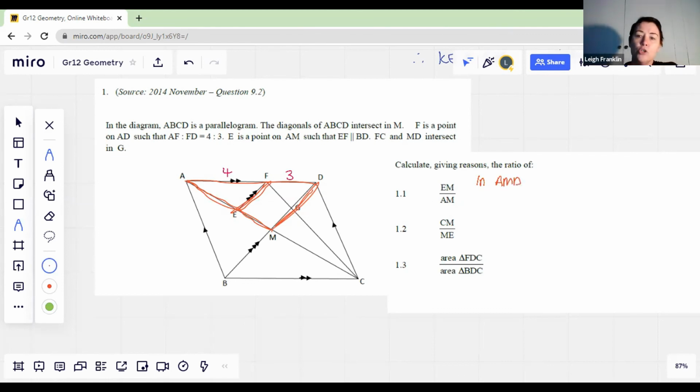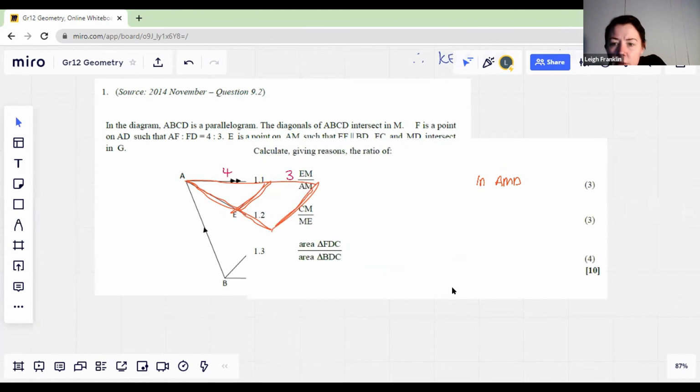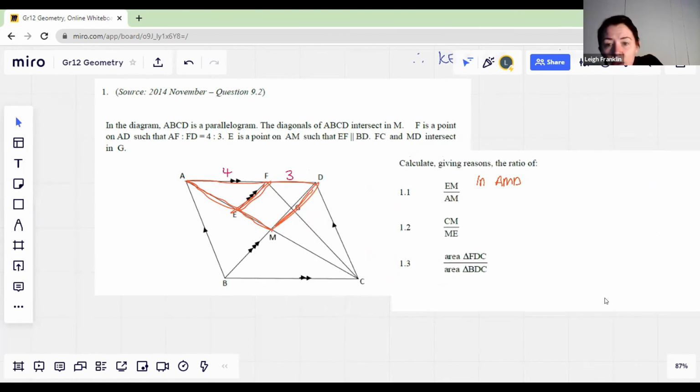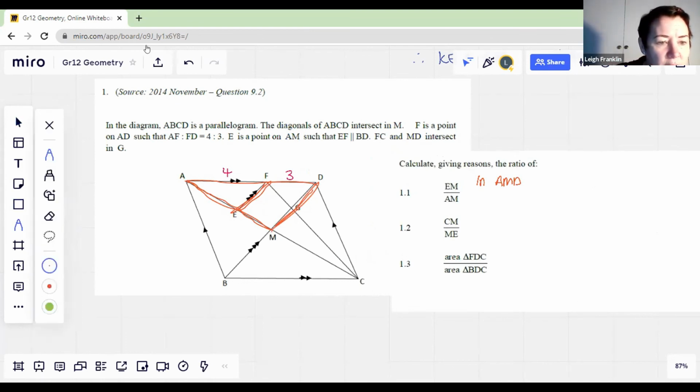AMD. So what would we write? What do you think the answer is? Incidentally, this is out of 3 marks. So what do you think we need to do next? Anybody want to tell me what they think I should write? I think you should write FD over SA. EM over AM is equal to SD over SA.